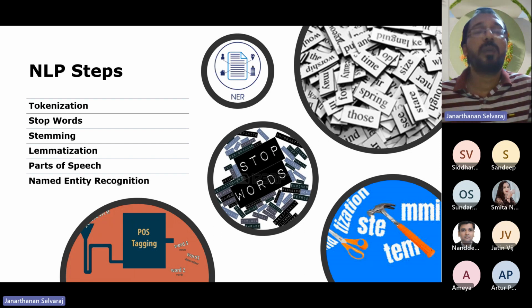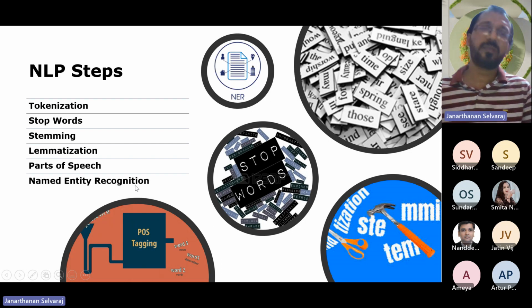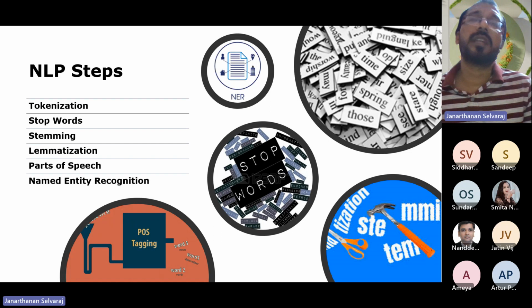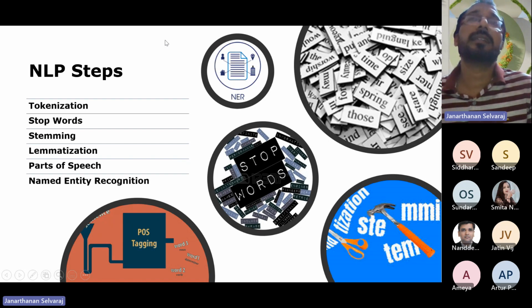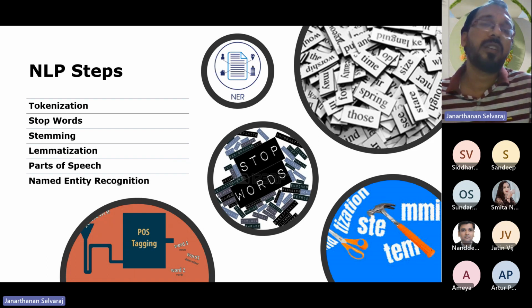The last two: first, parts of speech tag. It could be a noun, a subject, a verb, or an adjective. All parts of speech tags are available in your POS tag. And the last, named entity recognition, is used for things like famous personalities, famous landmarks, and geolocations. Those come under named entity recognition.